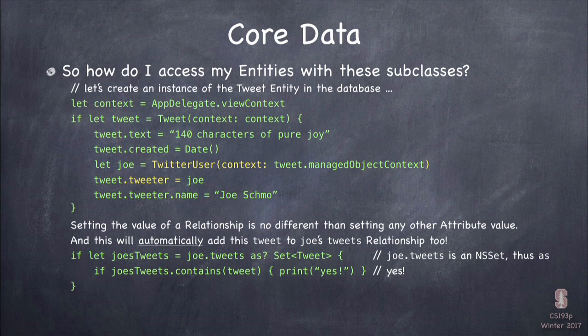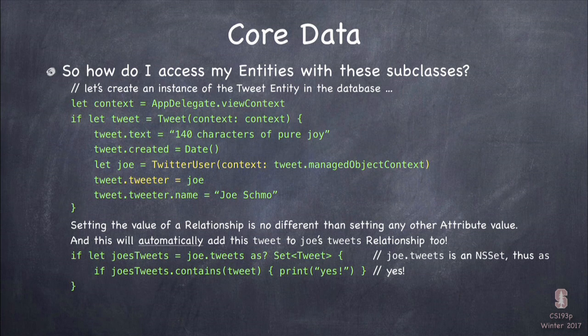And what's interesting about this is that when you set one side of a relationship, the other side gets updated automatically, 100% of the time. This is called maintaining the integrity of the database. And core data always maintains database integrity. So when you change one side of a relationship, it changes the other.